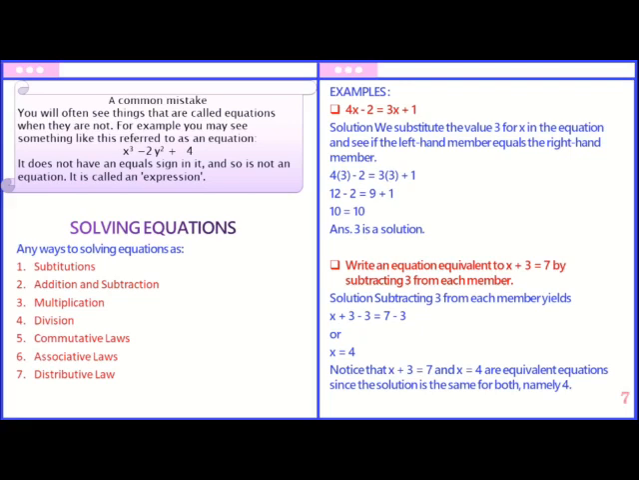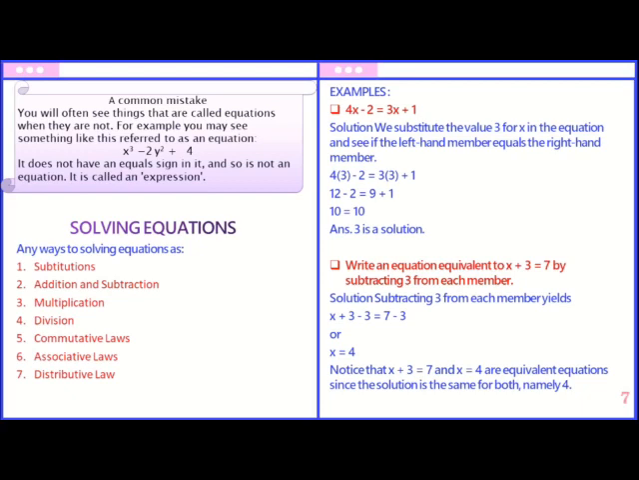4x minus 2 equal to 3x plus 1. Solution: we substitute the value 3 for x in the equation and see if the left-hand member equals the right-hand member. 4 times 3 minus 2 equal to 3 times 3 plus 1. So 12 minus 2 equal to 9 plus 1. The left-hand answer is 10, and the right-hand answer is 10. So the answer 3 is a solution.